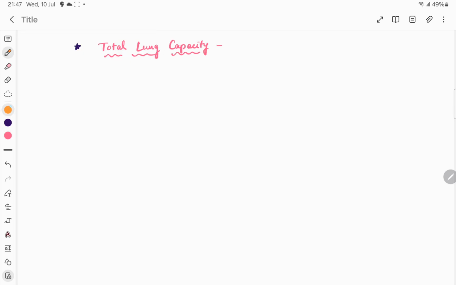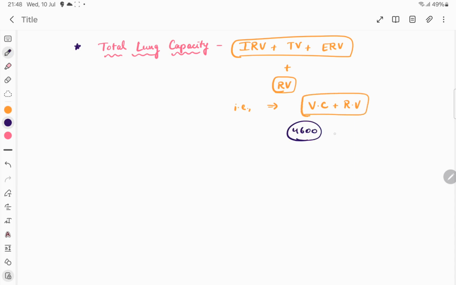Total lung capacity. This is nothing but the vital capacity plus the remaining residual volume. That is the maximum amount of air that can be held in the lung with the greatest possible effort. That is the total lung capacity. It is around 5800 ml.